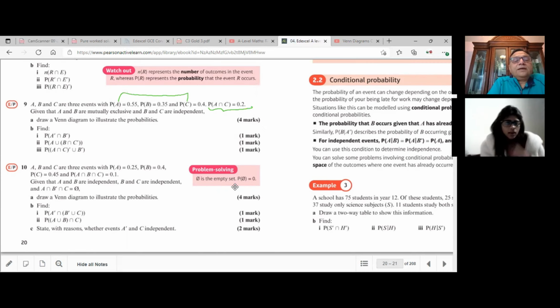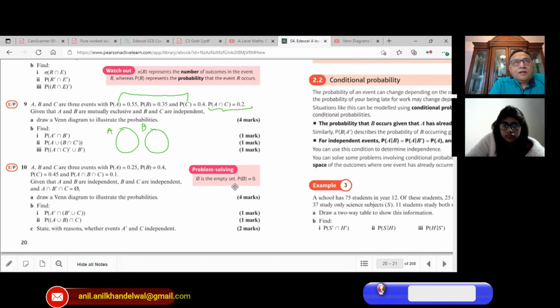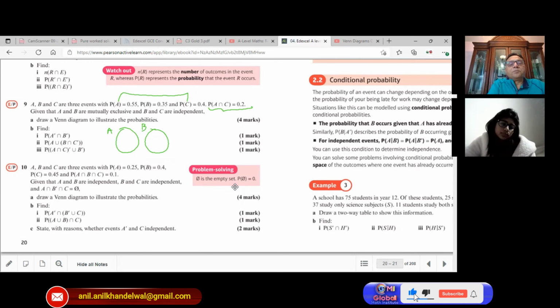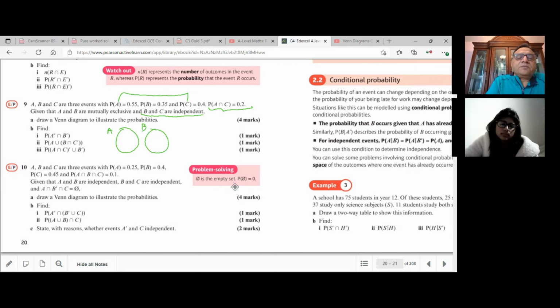Given that A and B are mutually exclusive, that means if I sketch A and B, I have to sketch like this, away from each other. And C in the middle. So let me write A and B are mutually exclusive, and B and C are independent. When they are independent, C could go in general. Let's put C like this. Is that okay? The second condition.